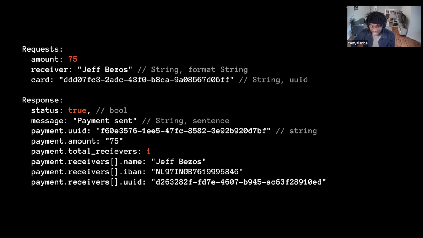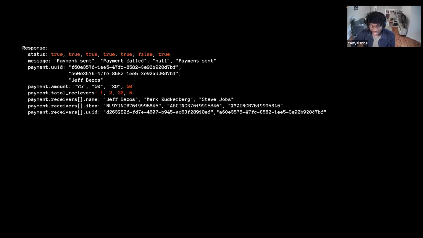We can do a lot of things with just this representation. For example, if we look at not one request, but a series of requests, a pattern emerges. Just by looking at the response, you see that status is pretty much always a Boolean. It's true, true, true. Maybe sometimes you get a false. So this is a pattern.